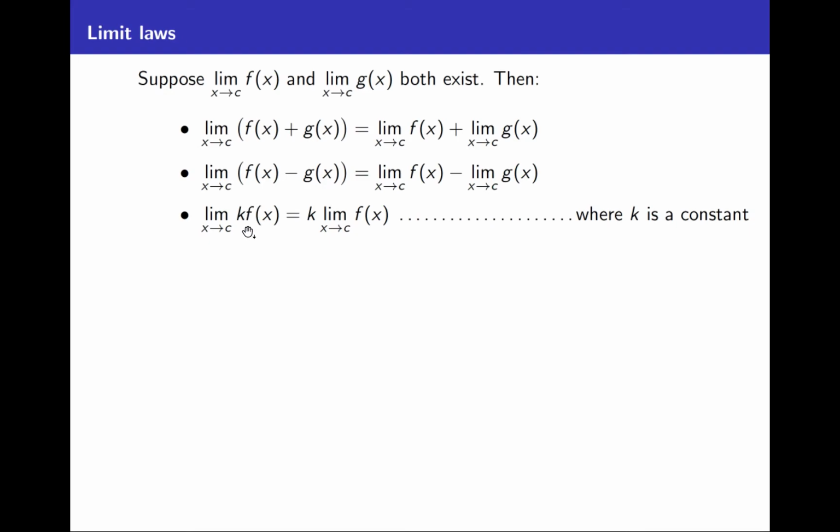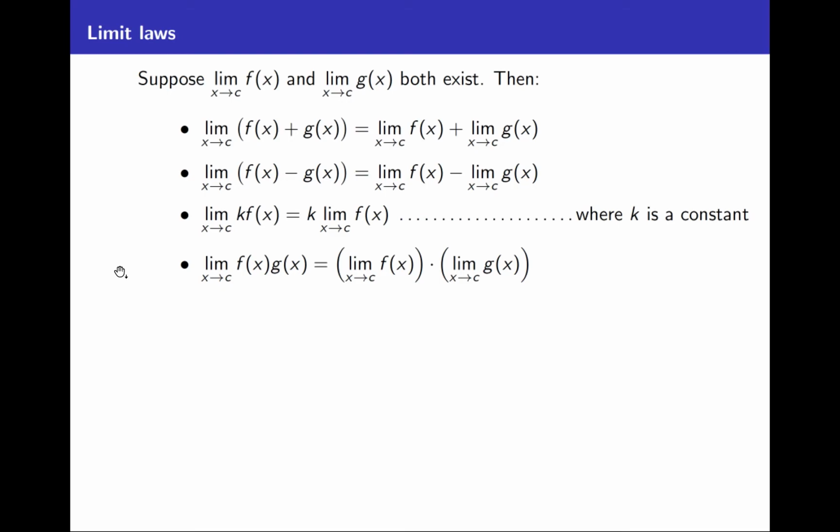Again, in a more advanced class, you can prove that these two things are equal, but I want to point out that this is very intuitively clear, or it should be. As x approaches c, k times f of x is approaching k times the number that f of x is approaching as x approaches c. It makes total sense if you think about it.